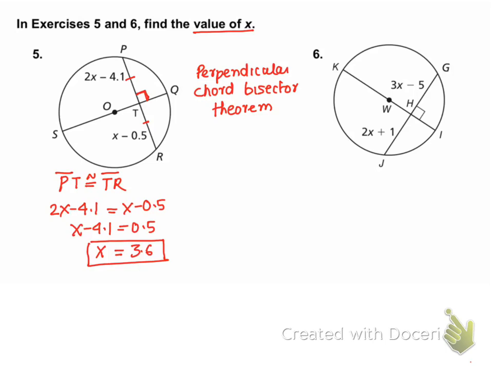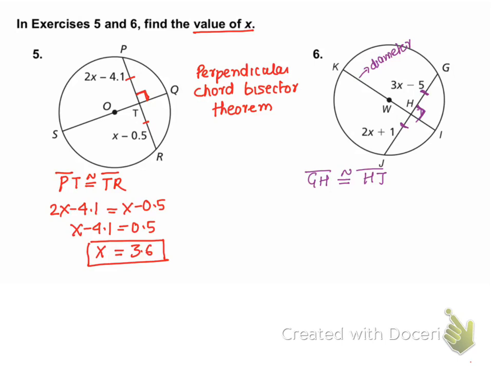Next one here, same thing, because this is a diameter. Let me repeat it. It's a diameter and it is perpendicular to one of its chords. This is perpendicular, so I can finally say this is congruent to this one. The chord is going to be bisected. So I would say GH is congruent to HA. They're going to be congruent.